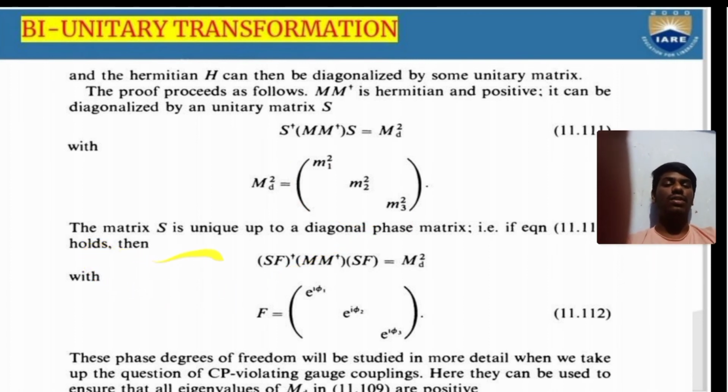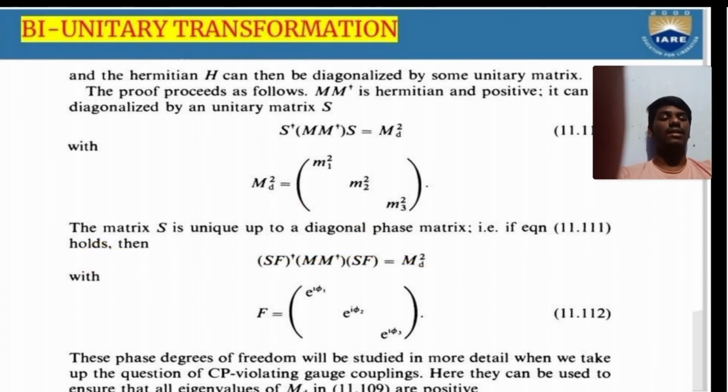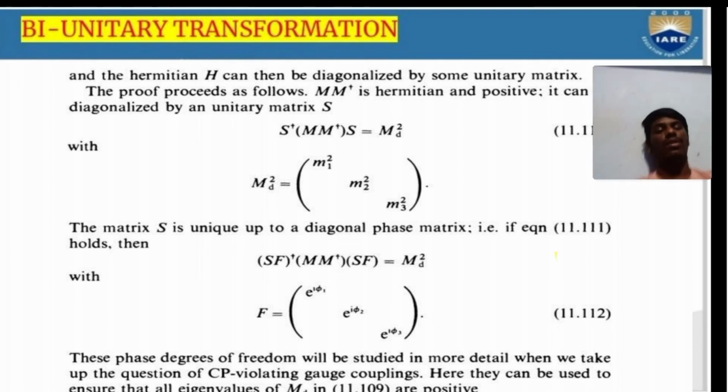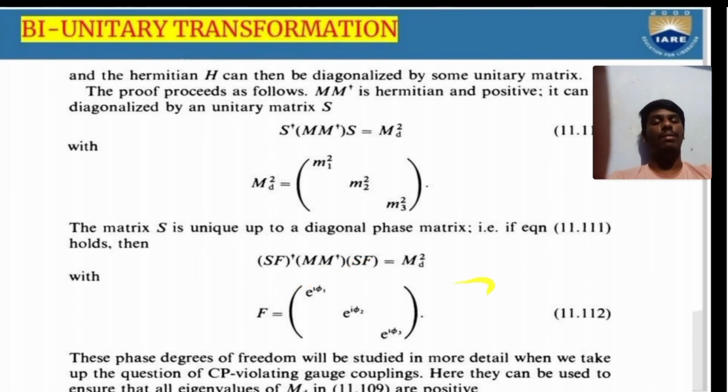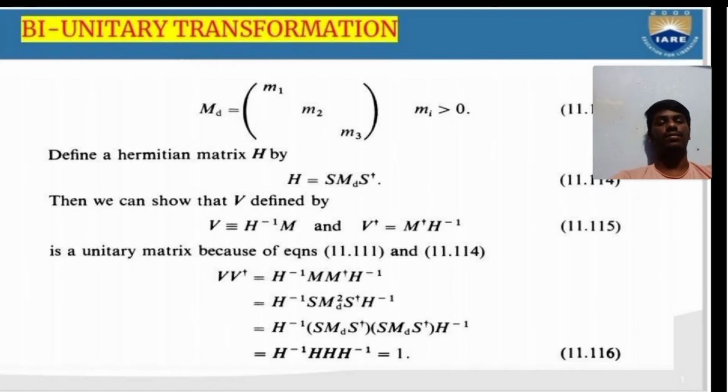This matrix S is unique up to a diagonal phase matrix, such that if equation 11.111 holds, then SF†MM†SF is equal to M_D², with F equal to e^{iξ1}, e^{iξ2}, e^{iξ3} as diagonal elements of the square matrix F. This ξ is known as the phase. This phase degree of freedom will be studied in more detail when we take up CP violating gauge coupling. There we can use it to ensure that the eigenvalues of M are positive.